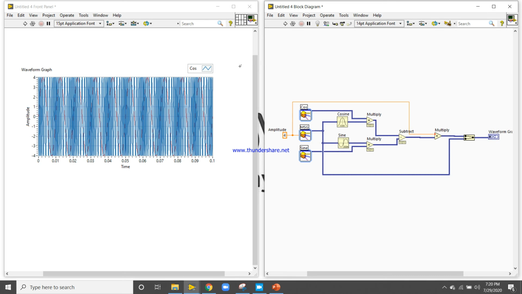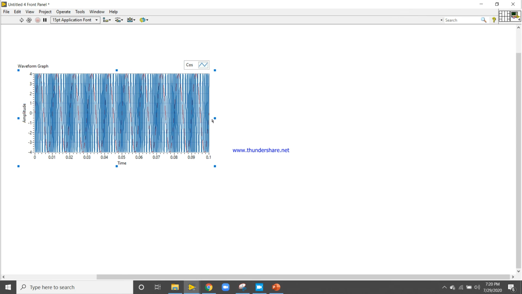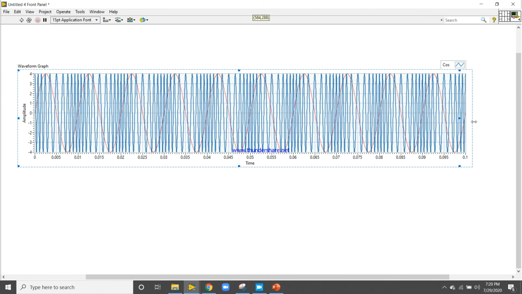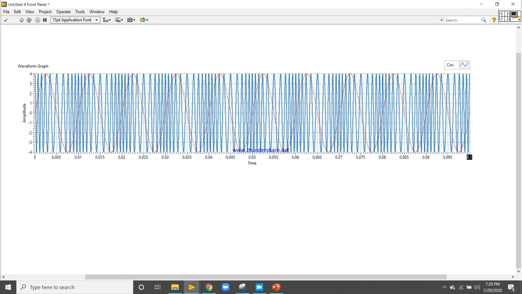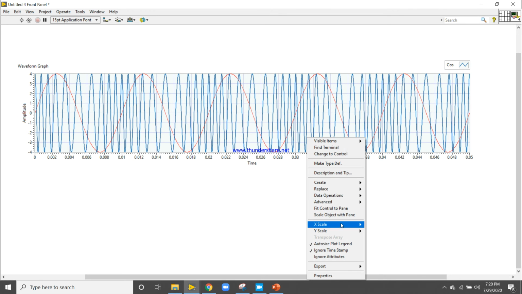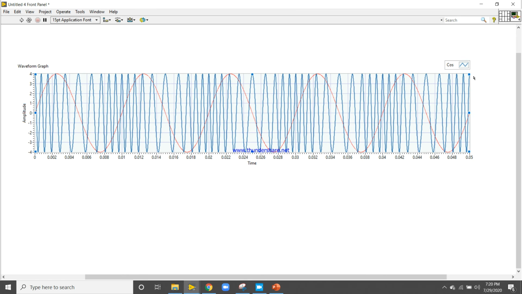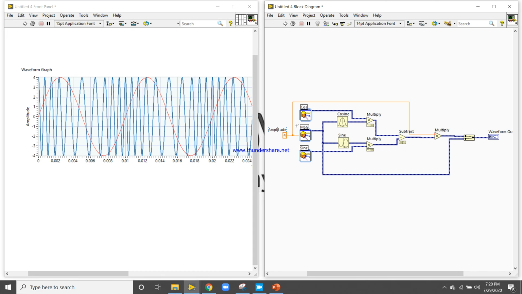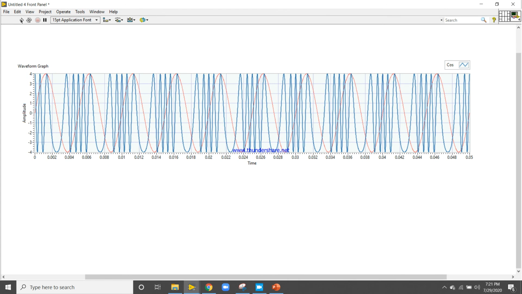Run. Let's increase the size. 0.05. Right click, create auto scale. Now come into the block diagram. I am going to change the frequency of this message signal. I am going to increase the frequency 2 times, so now you will see this thing very clearly.